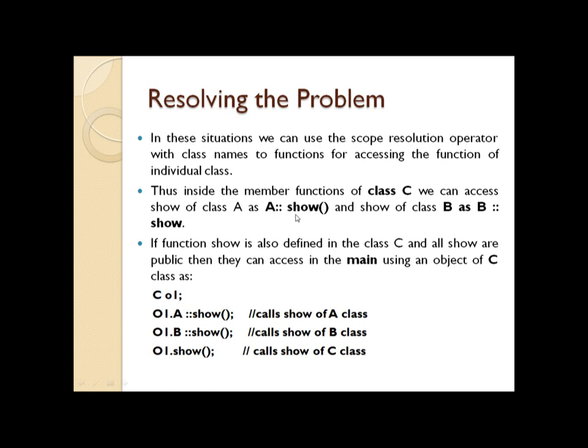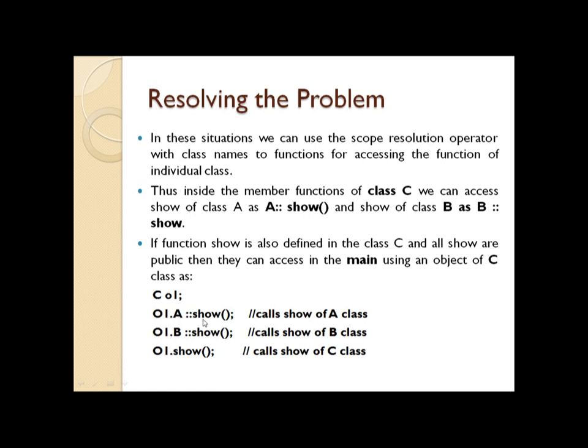This tells the compiler that this show belongs to class A. If we are interested in accessing the show method of class B, then we will use it in the same way, only the class name will change, that is B, scope resolution operator, show. And inside main, we will simply declare the object of class C, that is the derived class. This class C is a derived class, and we write O1 dot A show.